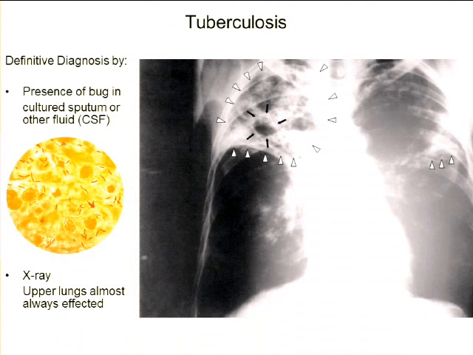The definitive diagnosis can also be done by chest x-ray. The upper lungs will almost always be affected, and the presence of the tubercules can be noted. You can see this white material here. I don't know if you guys have had any experience looking at x-rays, probably not so much, but all of this white here is indicative of the tubercules.